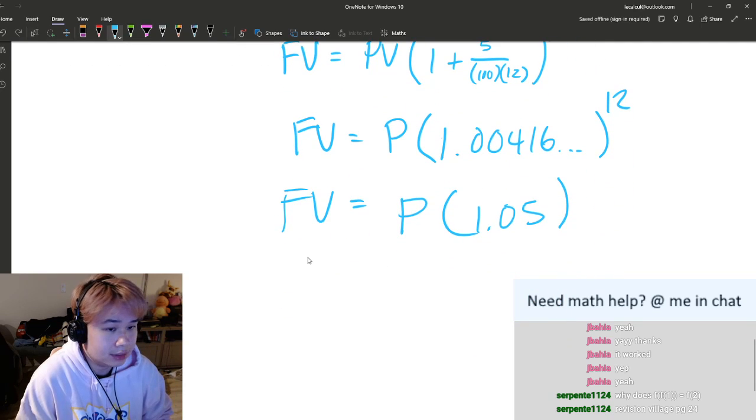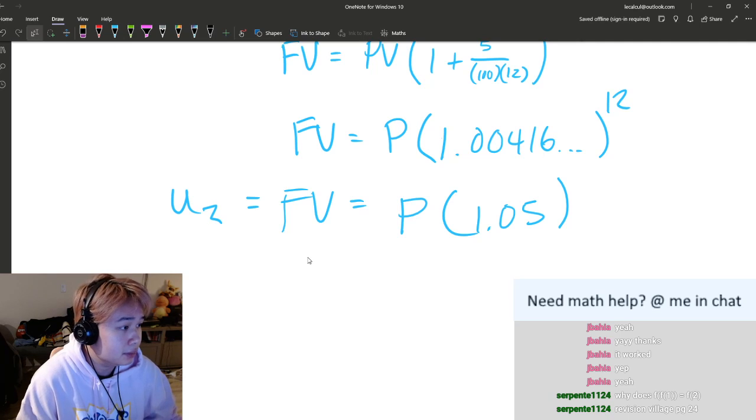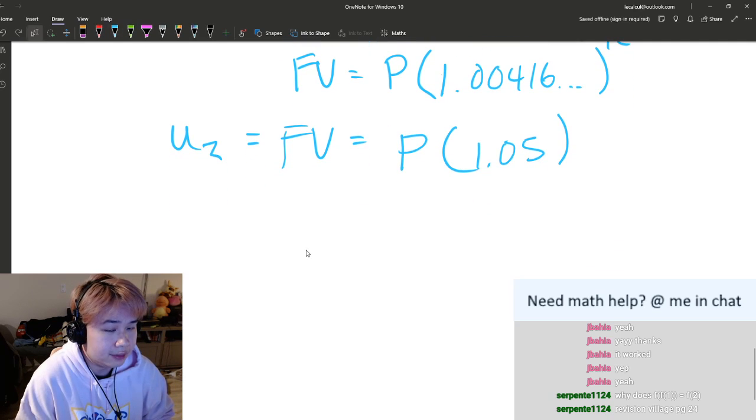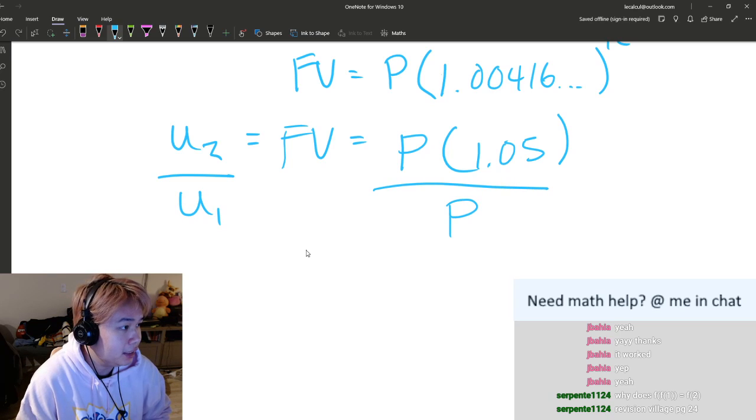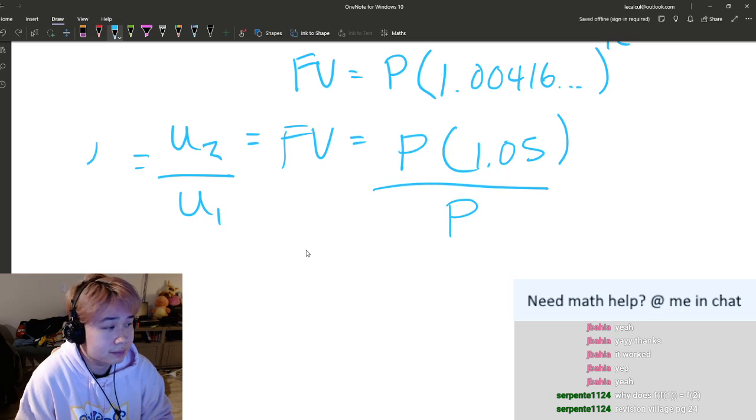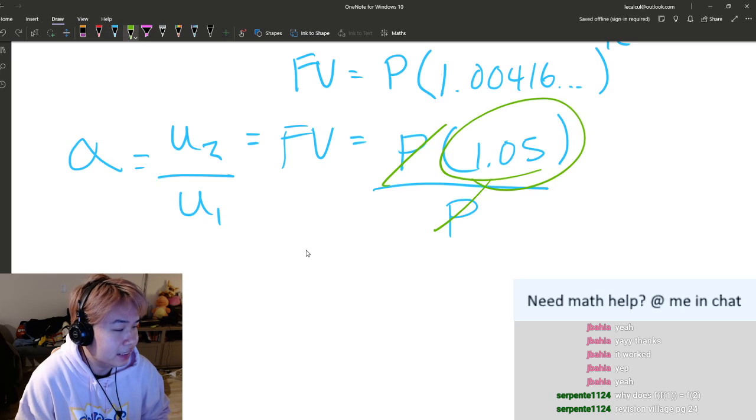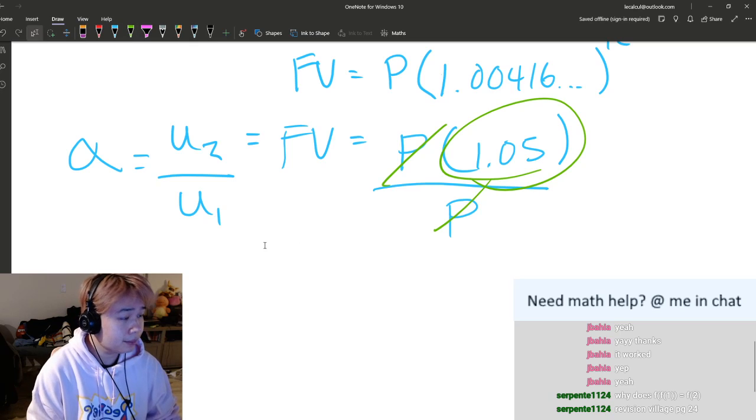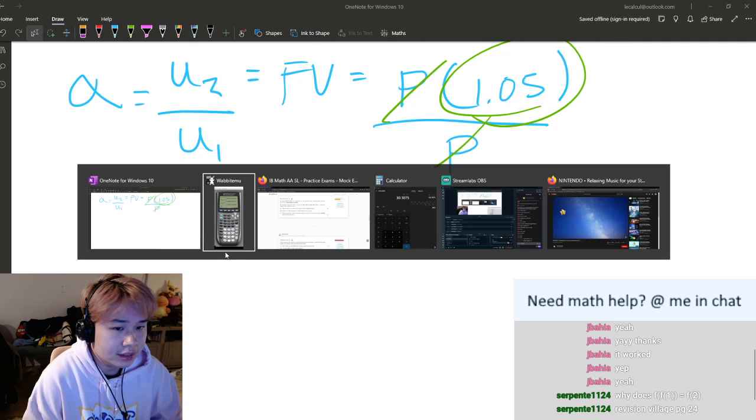Okay, so in terms of the geometric sequence, this is U2. And if we know that the first term is P, right? So if I divide this by U1, which is P, I should get alpha. So alpha is this decimal right here, 1.5.